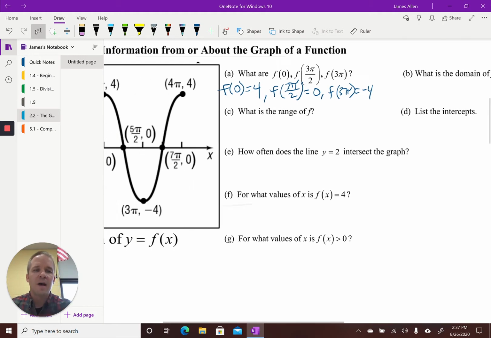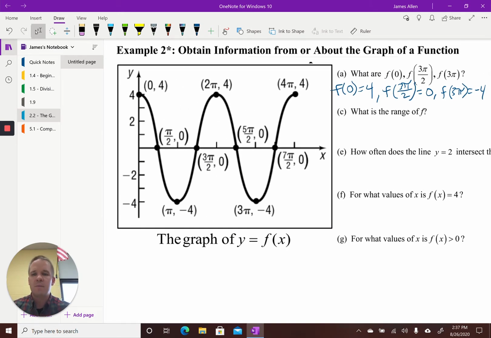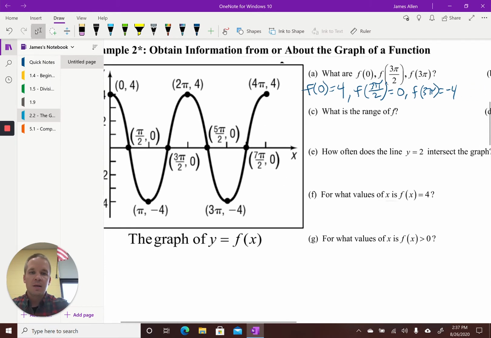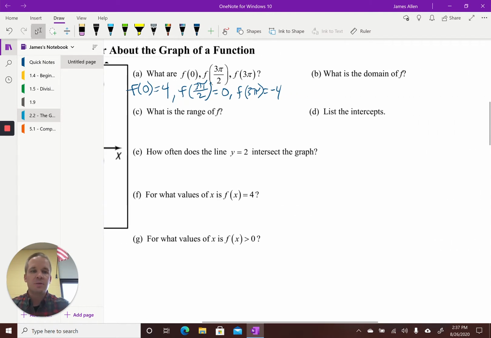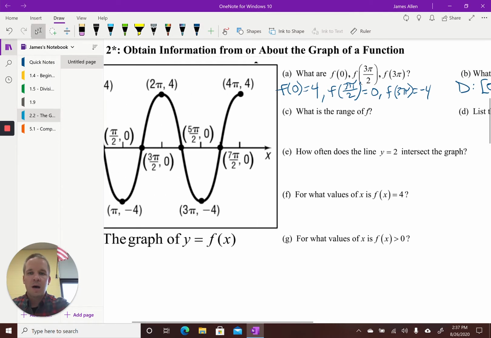What is the domain of f? So if we're looking at the graph, what's the domain? Well, since this one doesn't have any arrows on the ends, we're assuming that it stops, okay? So my domain here is going to be from 0 all the way over to 4 pi. And that's all we're given here. It stops. So domain is from 0 to 4 pi, and it does include those points, so we're using brackets on that.